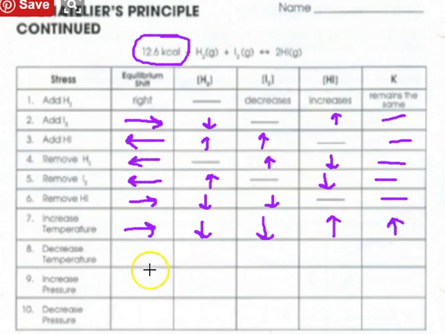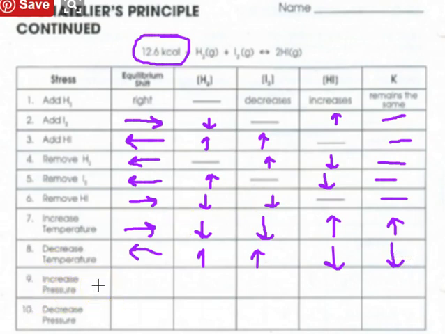If we decrease the temperature, where's the heat? The heat's on the reactant side, so we have to make some more heat if we decrease the temperature. So we're going toward reactants. Our reactants are going up, products going down. If our reactants go up and our products go down, our K value has to go down too. Temperature is the only thing that can change the K value.